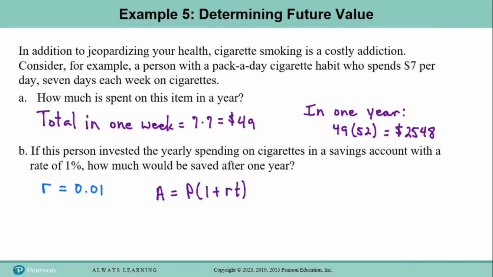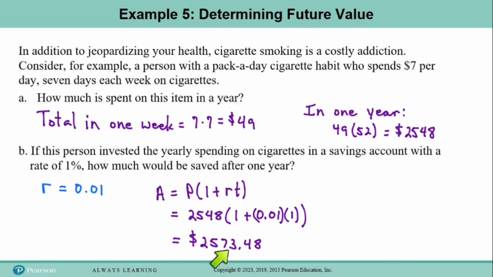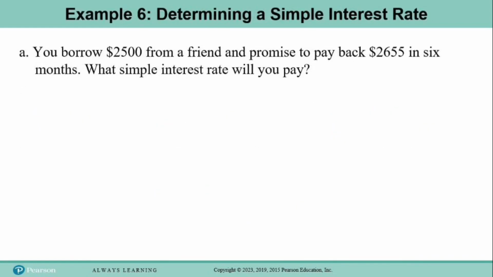The principal is the $2,548 that we're not spending on cigarettes, and then the rate is the 0.01. And since they said the time is 1 year, we'll plug in 1 for T. And now when you do that on your calculator, you will get a total of $2,573.48. So after 1 year at 1%, you won't earn a lot of interest, but you would earn a little bit. Let's keep going. Let's look at example 6.